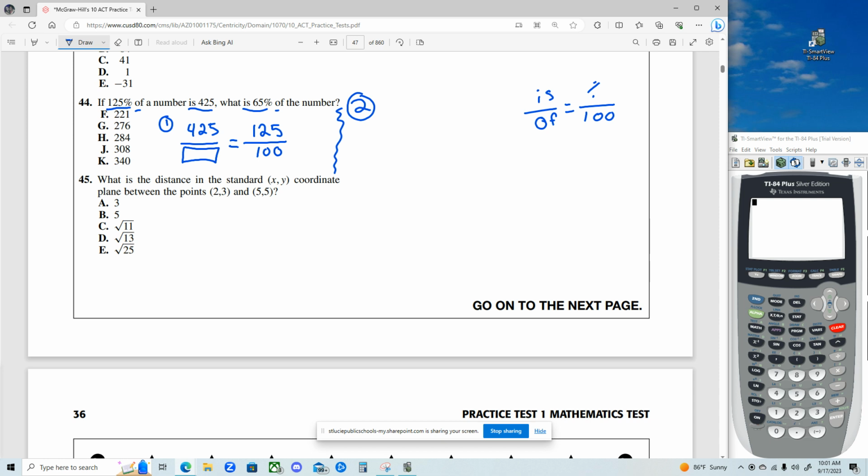Then we can take this x, this unknown, and plug it in on proportion number 2. So we're going to have 65 out of 100 equals something out of that same number. So we've got to find out what this x is here, this unknown x. And then once we have this, we can find the answer.